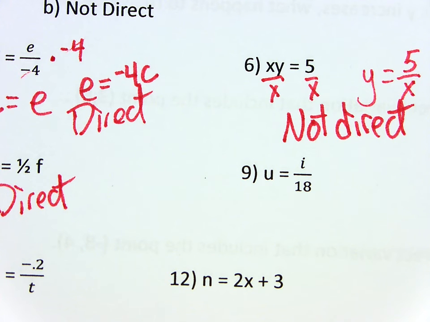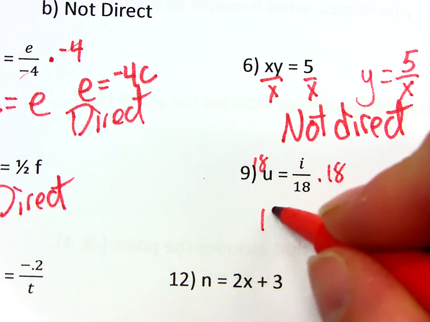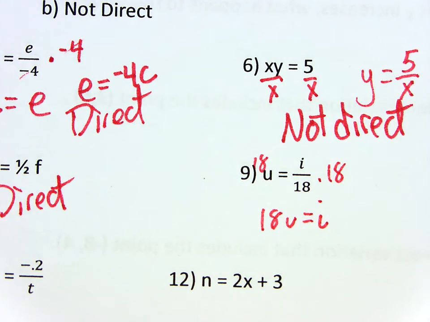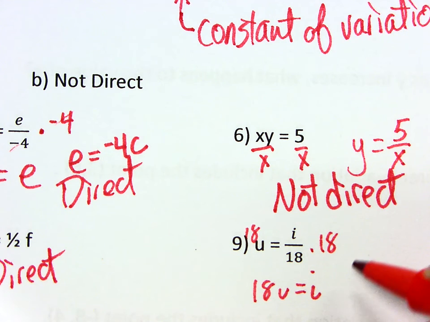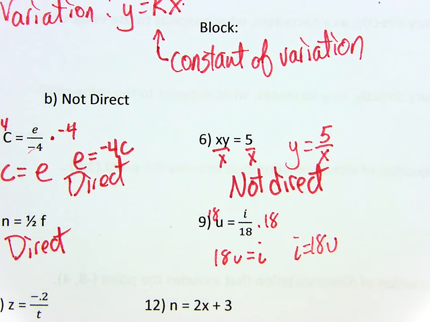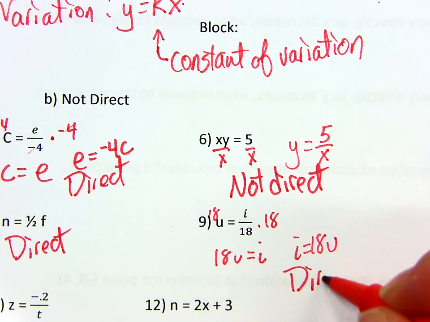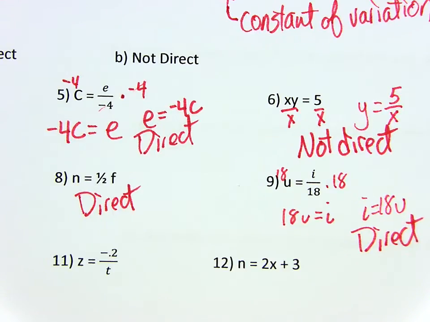Number 9. It doesn't look like it right now. Maybe I can get it there. How about I multiply both sides by 18, and then I get 18 equals I. I'm trying to make it look like y equals kx. Then we just put the equal sign on the other side.